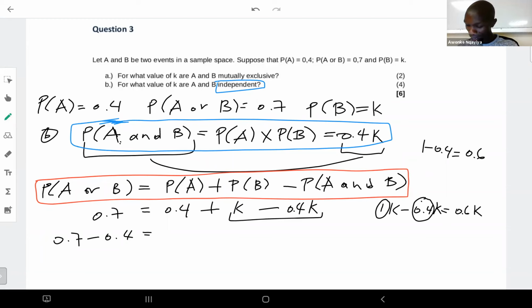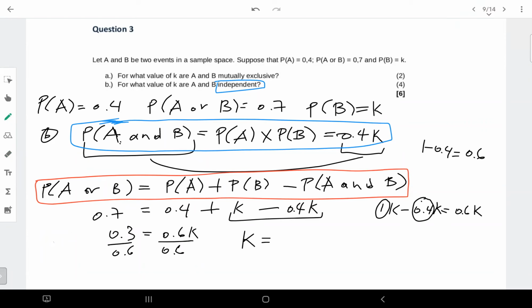And then what we add from there, K minus 0.4 times K, we get 0.6 K. So on the left, we'll get 0.3 there, and then we divide by 0.6. What do you get for K? A half, 0.5. Is that so? Yes, 0.5. It has to be a half, which is 0.5.